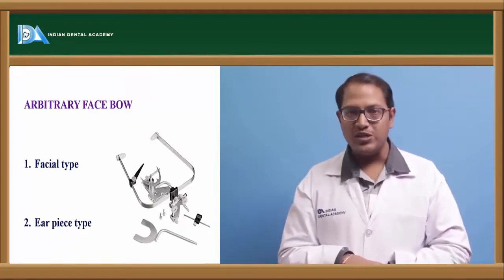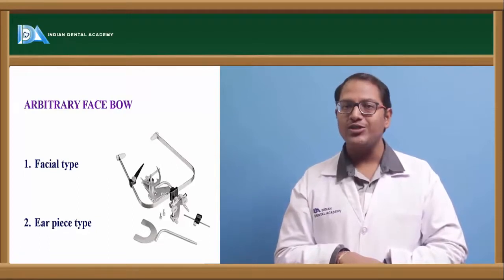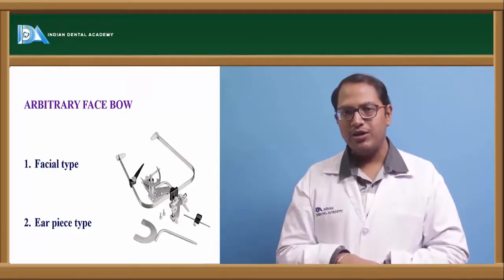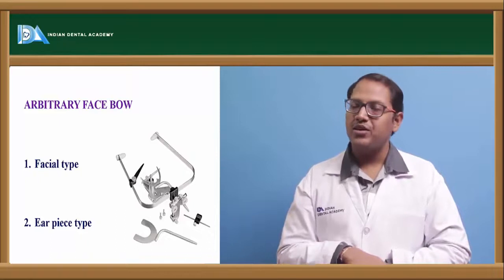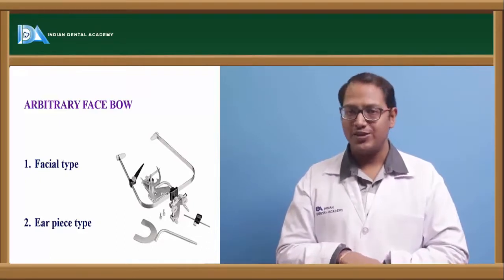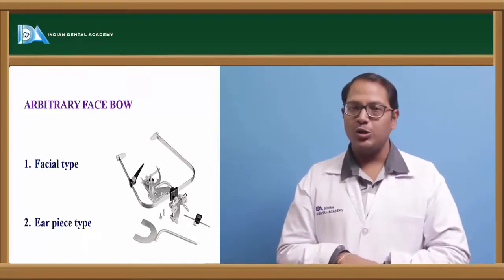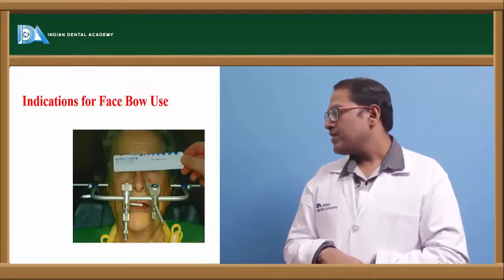You have bite forks both for the edentulous arch and for the dentulous arch to record, because a facebow can be recorded in any patient, because every patient will have his orientation with the base of the skull. Whether teeth are present or not doesn't make a difference.